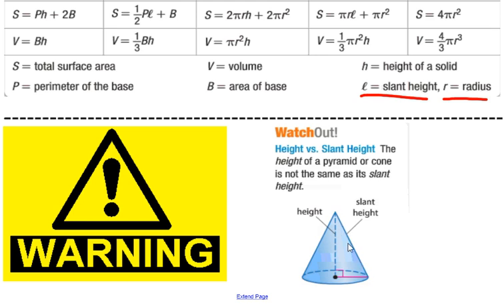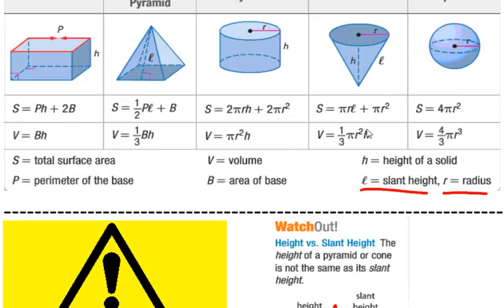The height, the actual distance from the vertex to the center of the base, that is used for the volume. So the actual height of the cone is used in the volume. The slant height L is used in the surface area calculation. So make sure you note that. Similar thing happens with the pyramid.